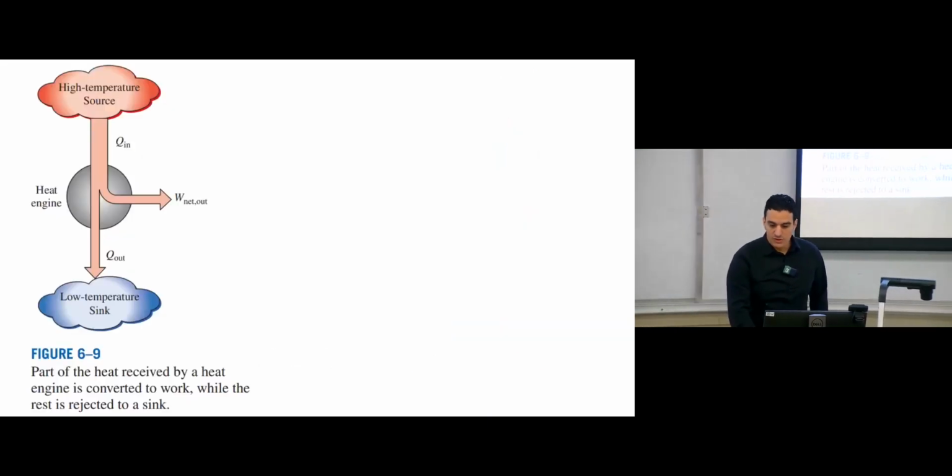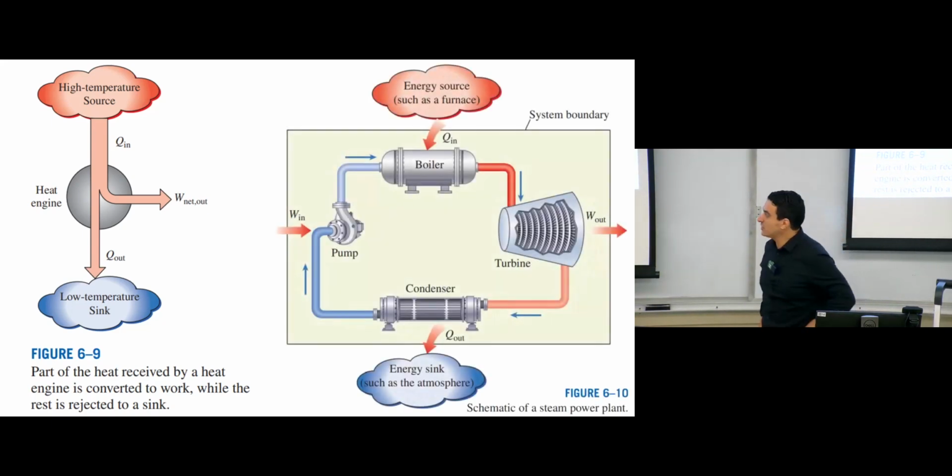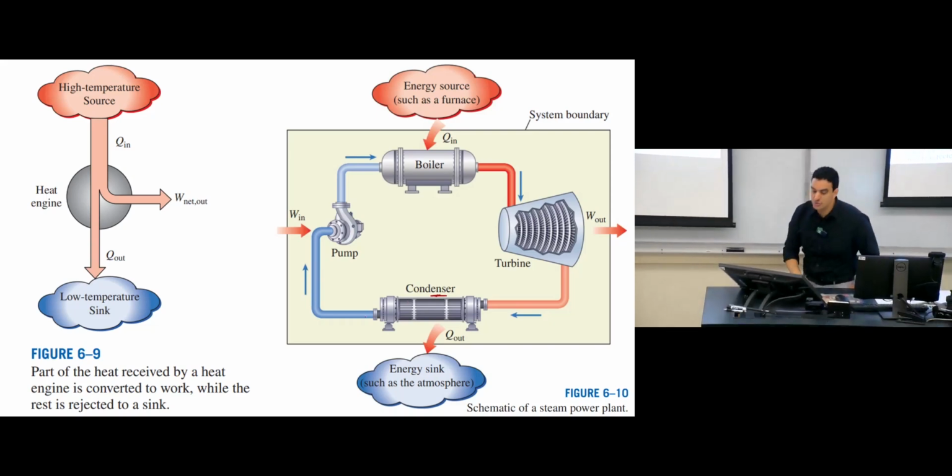Okay, so if this is the diagram of the heat engine, what actually do we have in the heat engine? This is a picture of the actual components we have in the heat engine. So in a heat engine, we have 4 components integrated together. We have pump, we have boiler, we have turbine, we have condenser. The boiler can be considered as the high temperature source that we have. The condenser we have here can be considered as a low temperature sink.